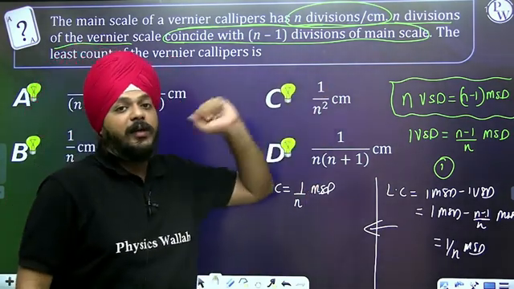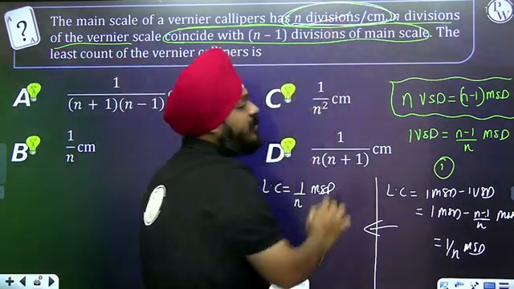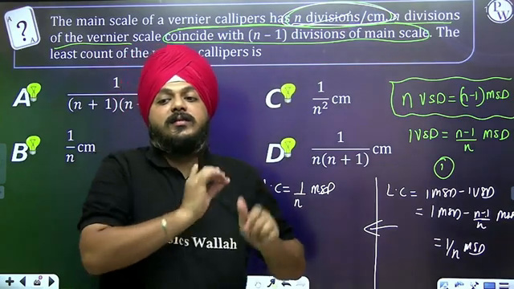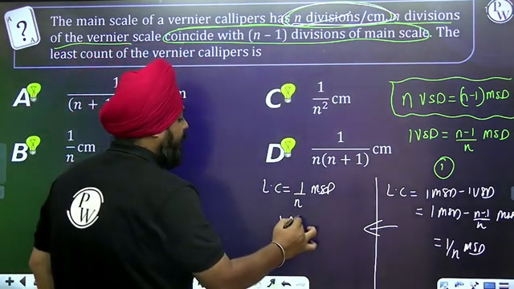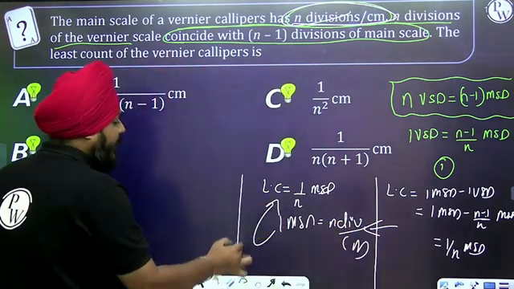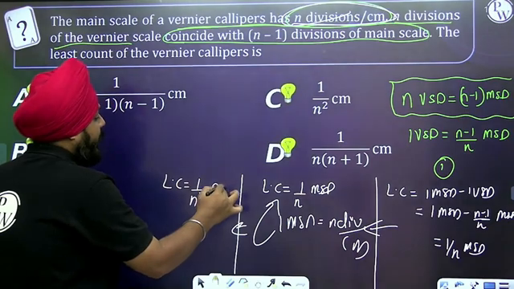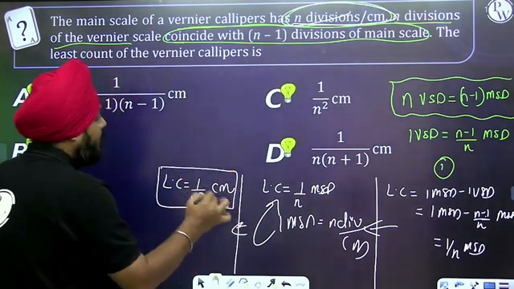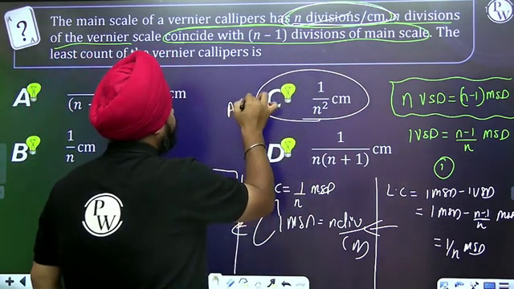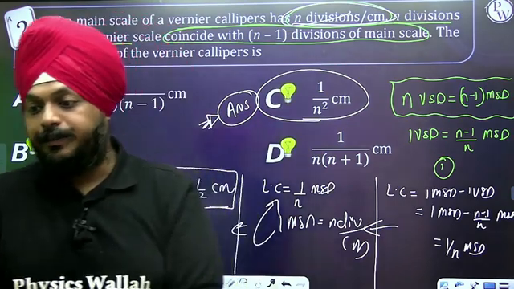But we need the answer in centimeter. One main scale has n divisions in 1 centimeter. So can I say 1 MSD is equal to 1 by n centimeter? Replacing here, we are going to get the least count as 1 by n square centimeter. C is the perfect answer for this specific question.